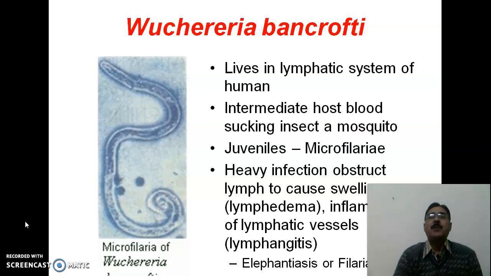This is the next example, Wuchereria bancrofti, which is commonly known as the filaria worm, responsible for causing elephantiasis. It lives in the lymphatic system of the human being. The intermediate host is a blood-sucking insect, the mosquito, generally the Culex mosquito. The juveniles are microfilariae and the heavy infection obstructs the lymph to cause swelling. This is lymphedema and inflammation of the lymphatic vessels. The disease is known as lymphangitis or elephantiasis or filariasis.